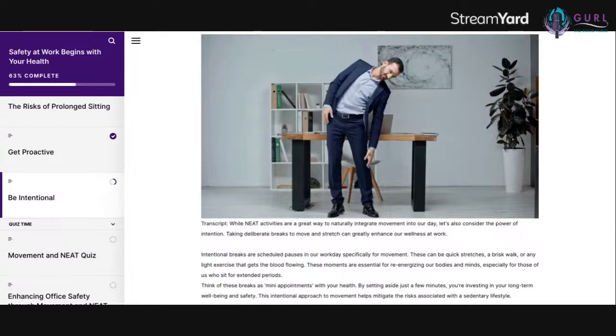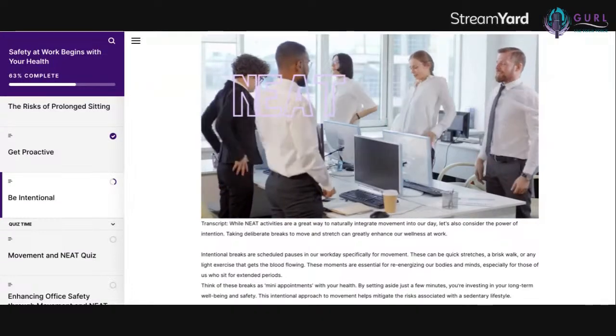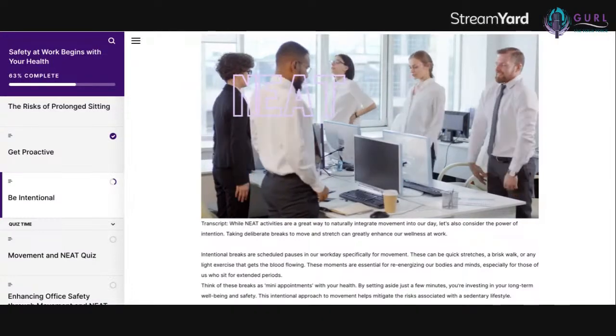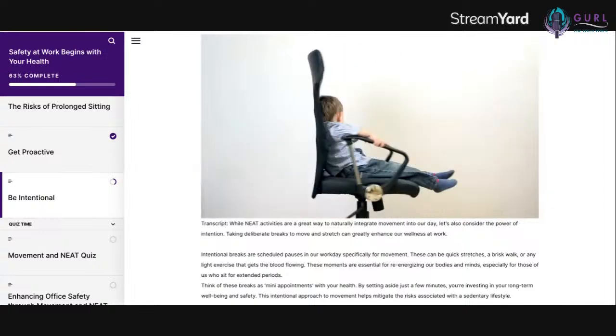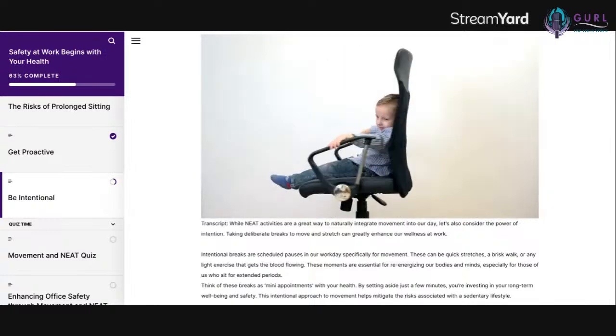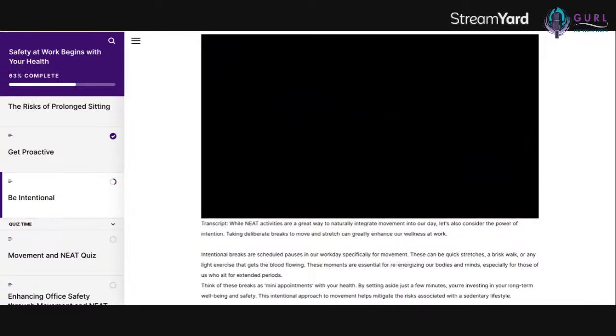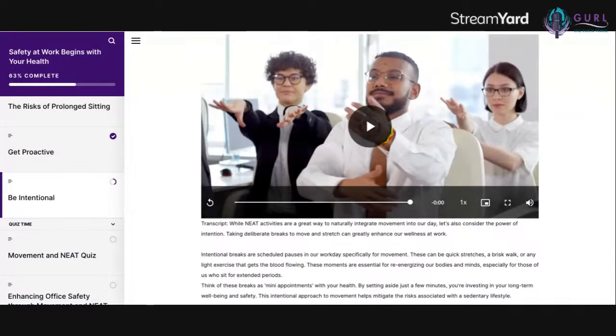So let's discuss how to effectively schedule and make the most of these exercise breaks. Not only do they help us stay physically fit, but they also enhance our alertness and safety at work.